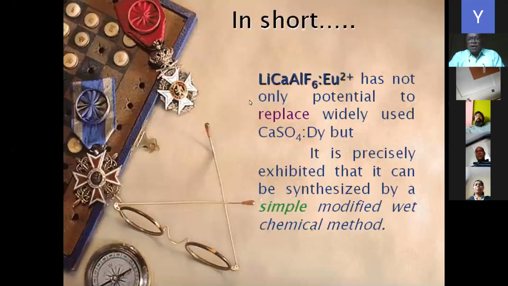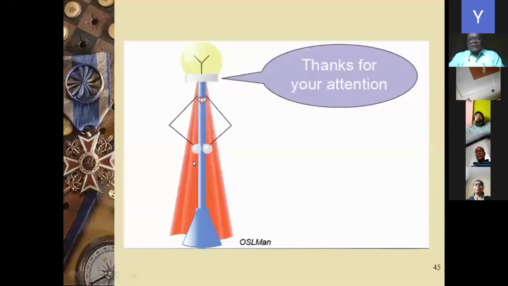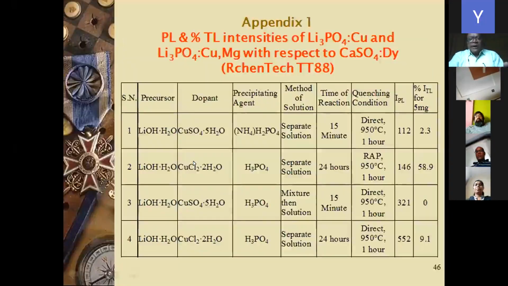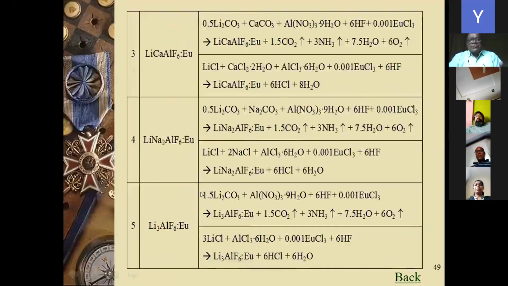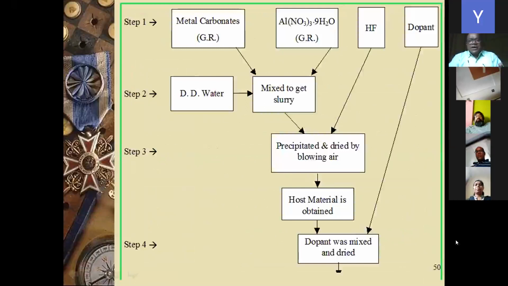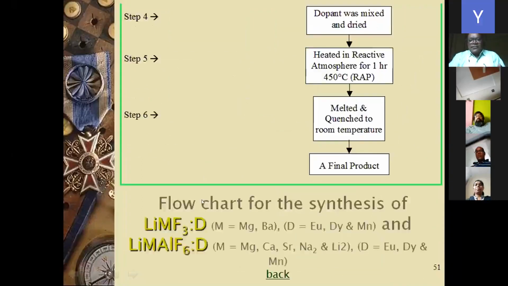LIC6U2 plus has not only the potential to replace the widely used drug, it is also shown that it can be synthesized by a simple modified chemical method. So this is what Appendix 1 shows, where I am indicating the wet chemical synthesis product. For this product, there are 4 steps: step 1, step 2, step 3, and step 4. Modification in step 4 is being done here, and the flow chart is the same.